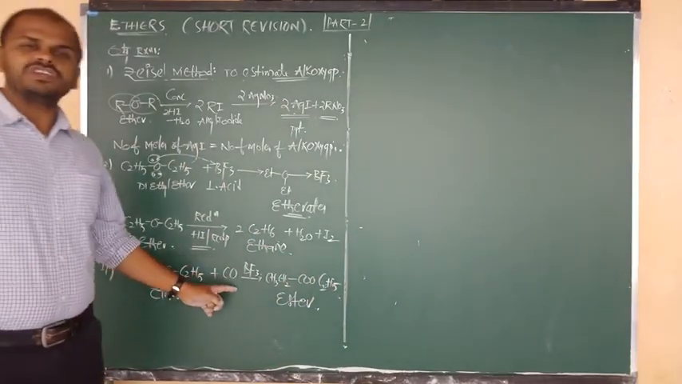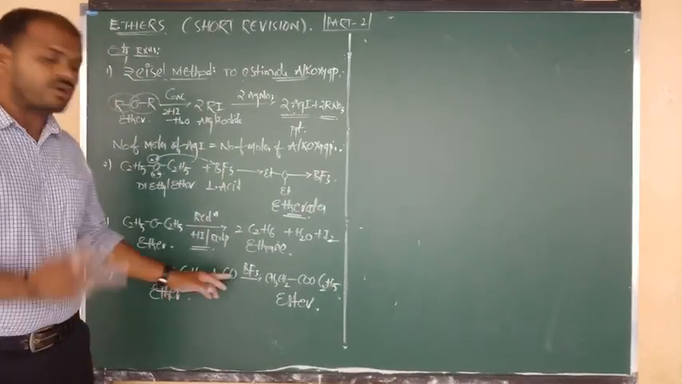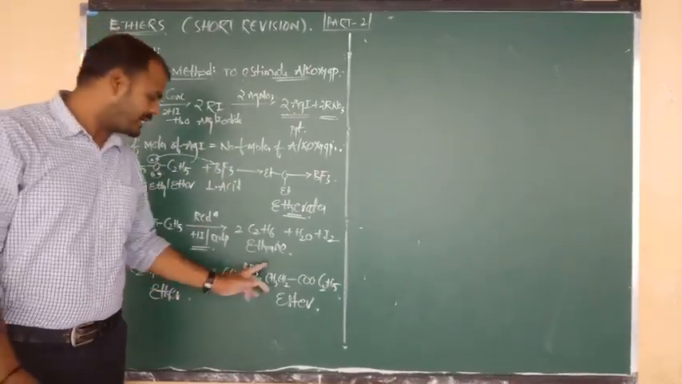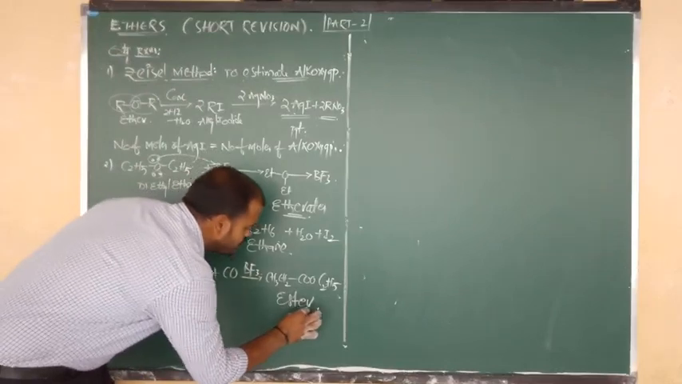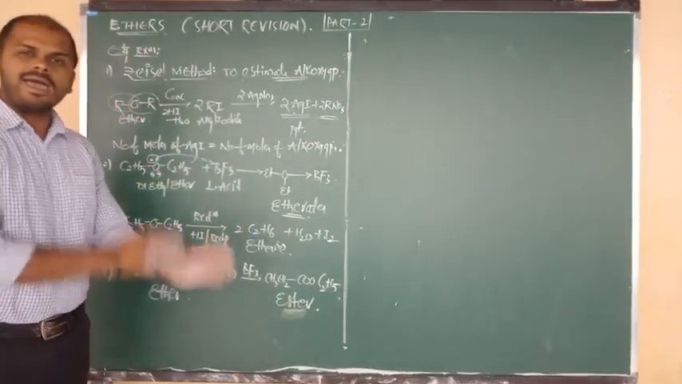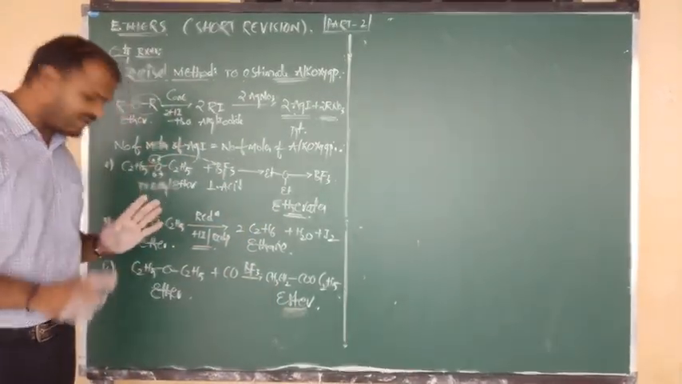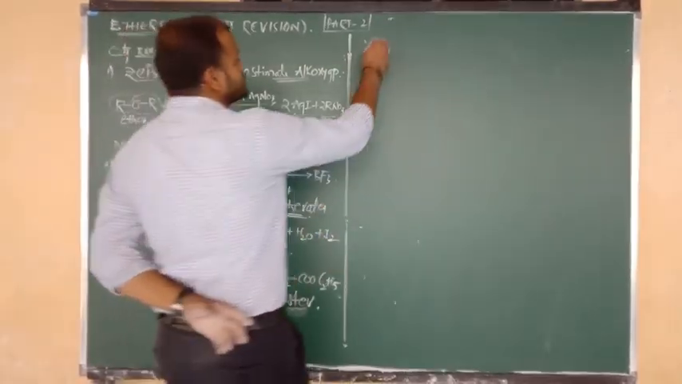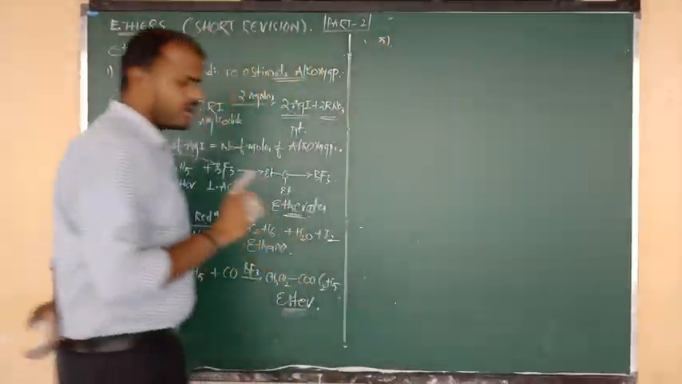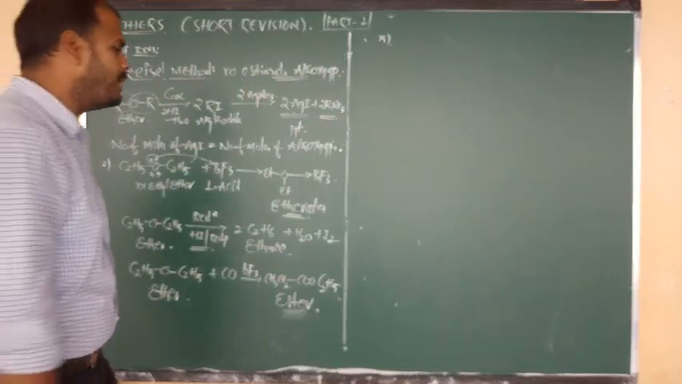So ethers on reaction with carbon monoxide in presence of boron trifluoride, the product formed is nothing but what, beta? Ester. Understood clearly? Good. So next topic I want to discuss here. This is all only from an objective point of view. Very important, beta.